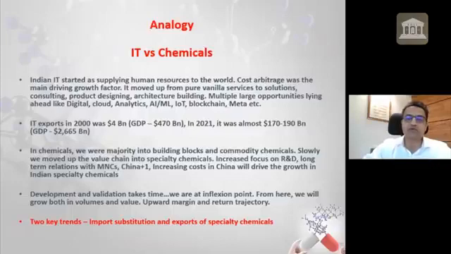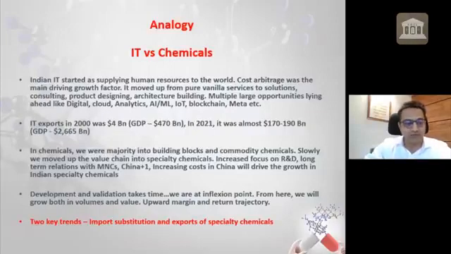In chemicals, if you look at, say, the last 8 or 10 years, we were basically into building blocks and commodity chemicals. Slowly, we moved up the value chain. We started getting into specialty chemicals, with increased focus on R&D and long-term relations with MNCs. We are working with a lot of MNCs for a very long duration. Whenever you work on a specialty chemical, you need to develop different products which are very specific to a particular application or client. So it takes a lot of time. It requires a long cycle of R&D, then validations.